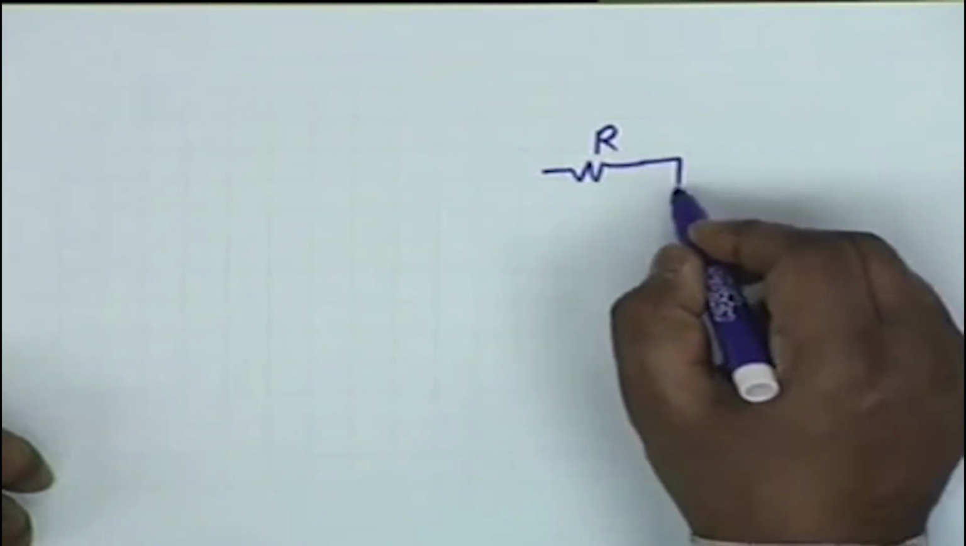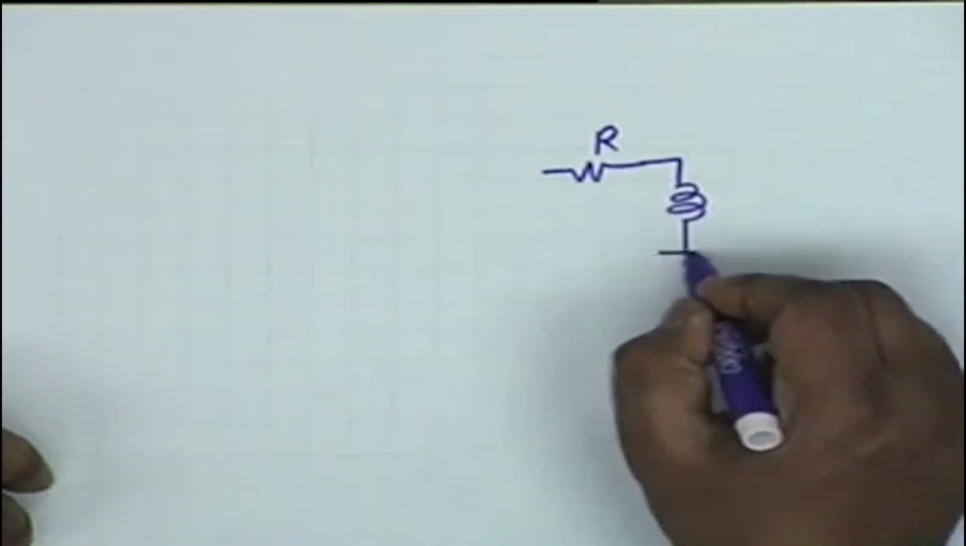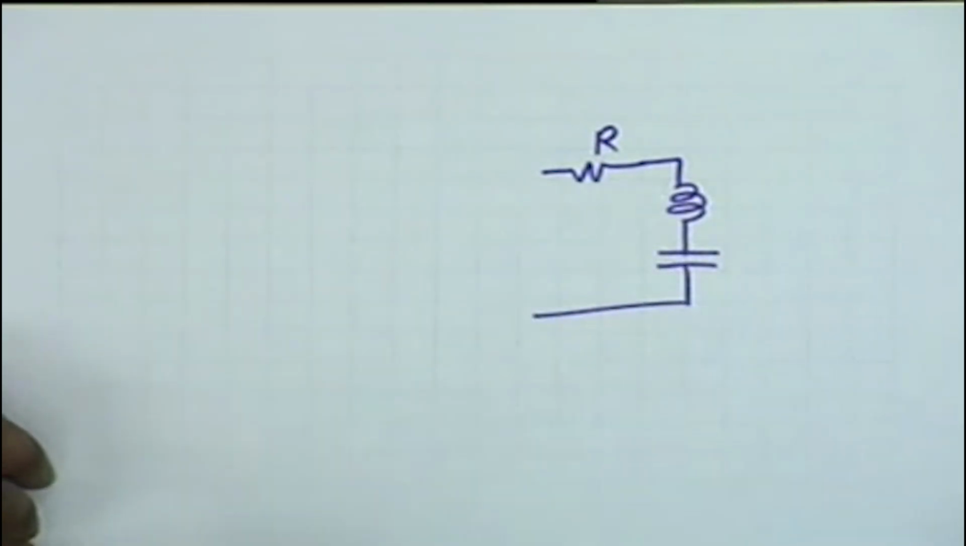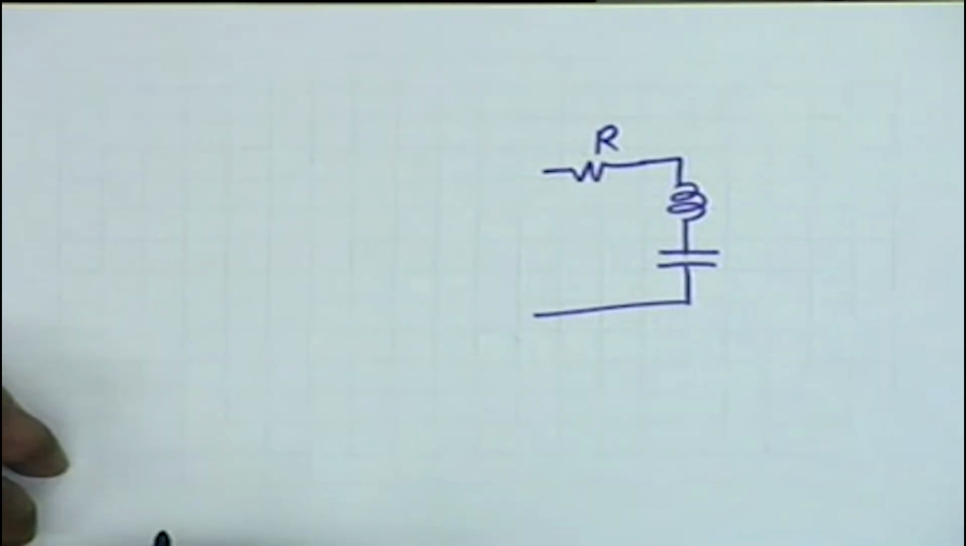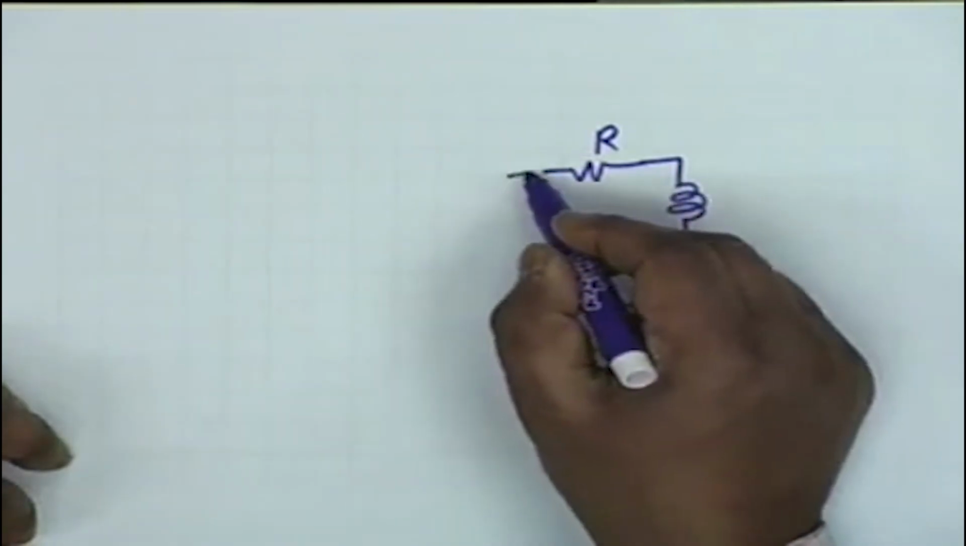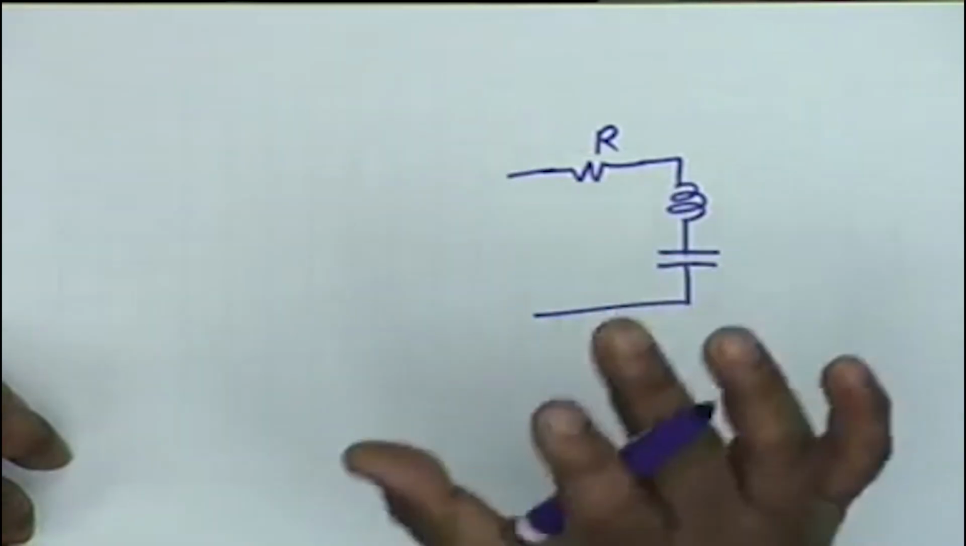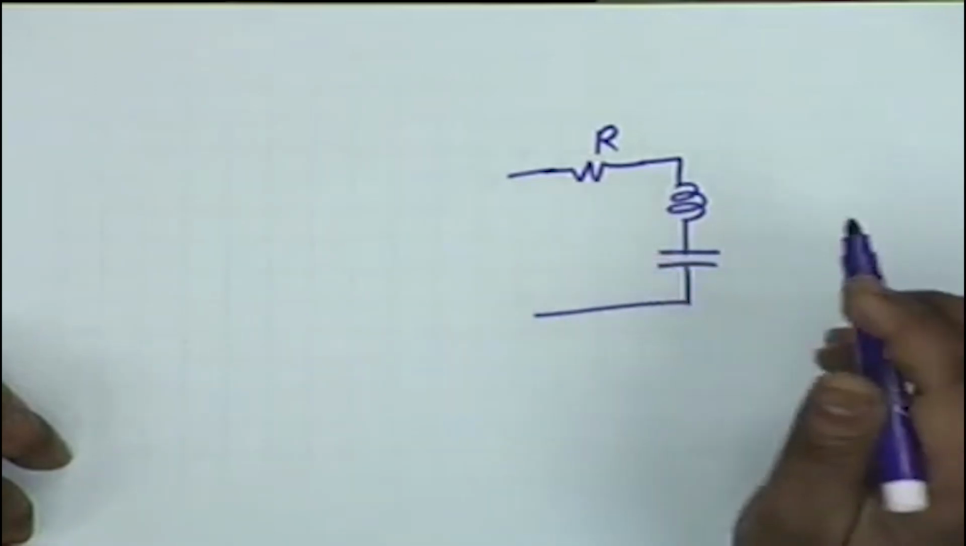Suppose you have three elements in series: resistance, inductance and capacitance. We have already analyzed this circuit. This is a second order circuit. It can be underdamped, it can be critically damped, it can be overdamped.